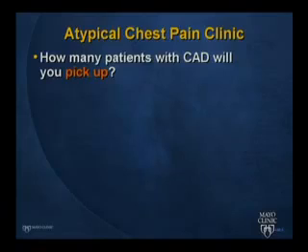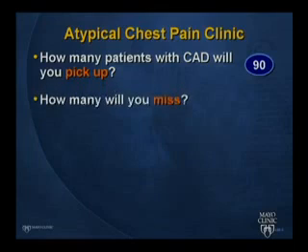So the first question relates to sensitivity. How many patients with coronary artery disease will you pick up? Someone yell out the answer. 90. So we're going to pick up 90 of the 100 patients because that is the definition of sensitivity. It's how many patients with disease return a positive test. So the converse of this is, how many are we going to miss? Answer? 10. Very simple. This is the false negative rate. But rather than thinking false negative, I'd ask you to think about how many you are going to miss, because this is what's important to us clinicians.